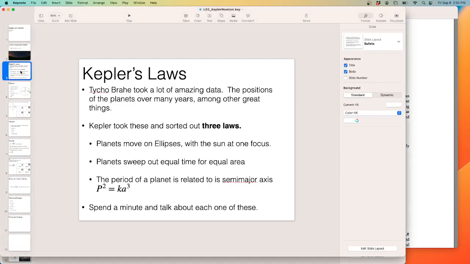Does anybody have any questions about those three laws? Yeah. What are K and A? Oh, sorry. A is the semi-major axis. K is a constant that really depends on units. This is just your units conversion. If you use P in years and A in astronomical units, then there's no K.